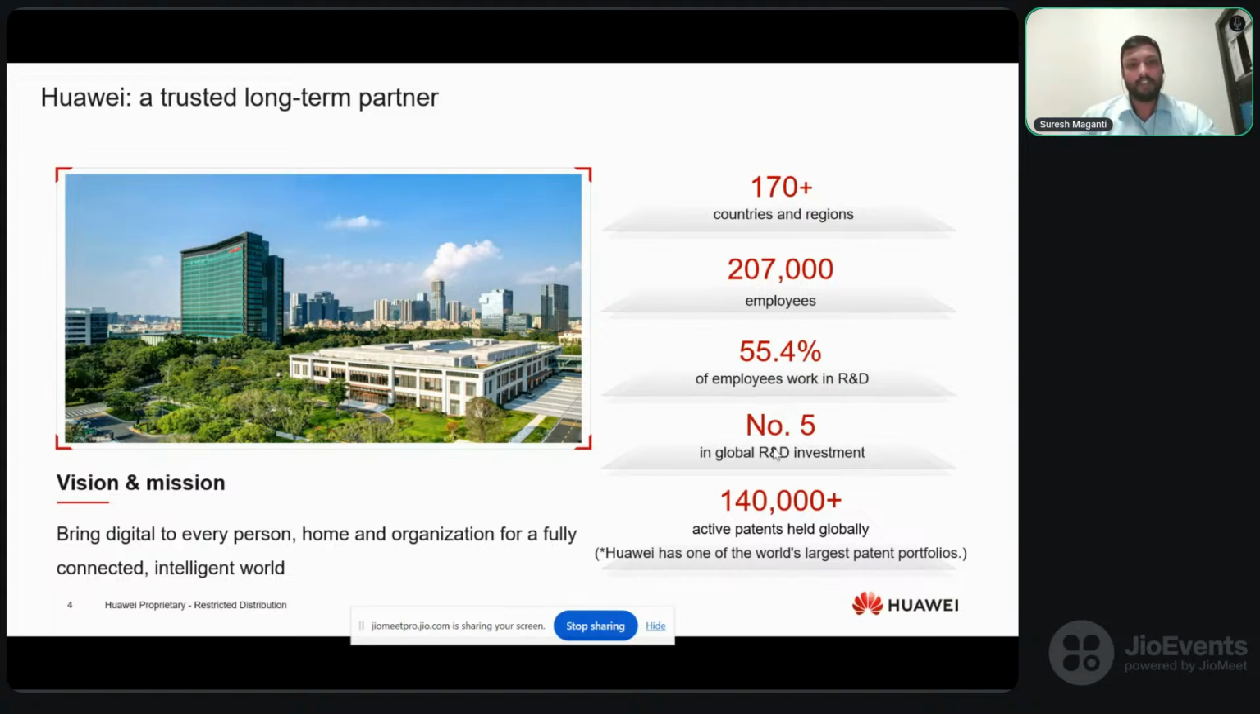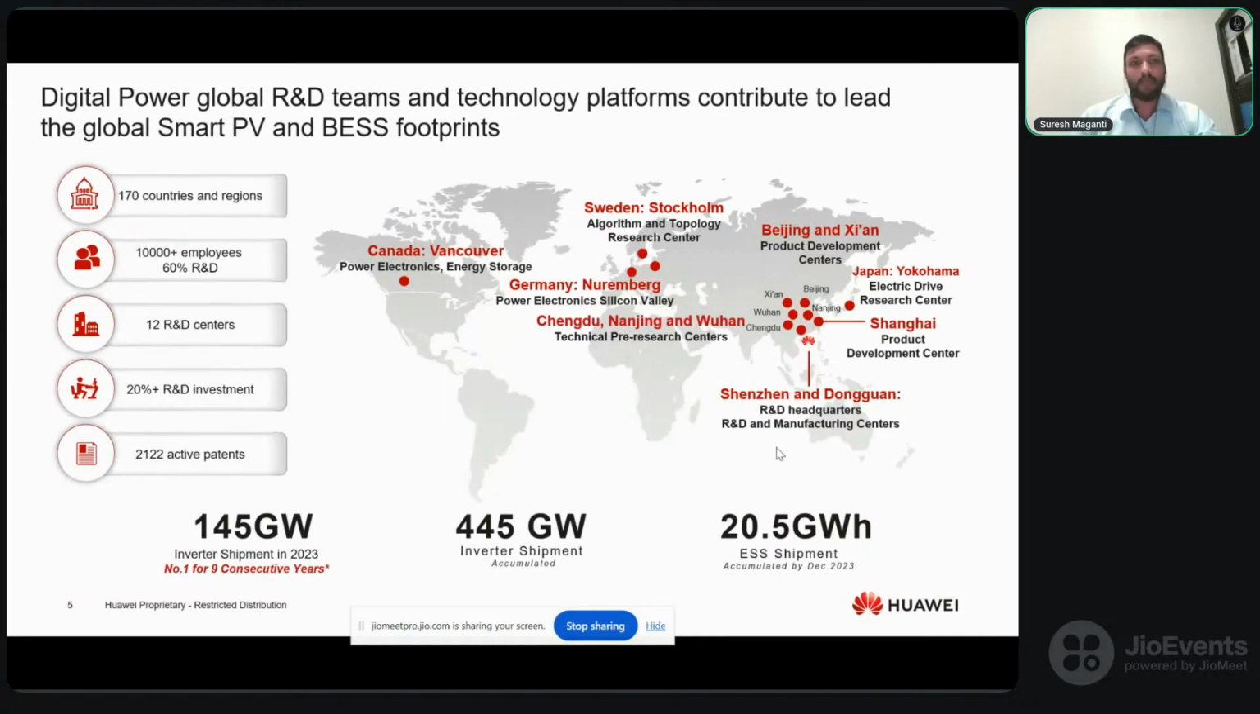This mission always drives Huawei as a technology leader, and it has its own chip manufacturing as well as its own operating systems for mobiles and laptops. It is providing cloud services, and it also has various other subsidiary companies as well. I belong to digital power, so I will talk more about the digital power division. There are many other divisions as well.